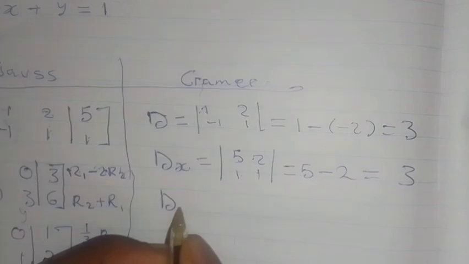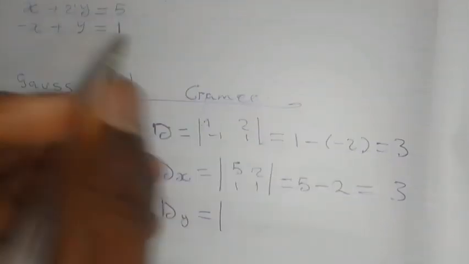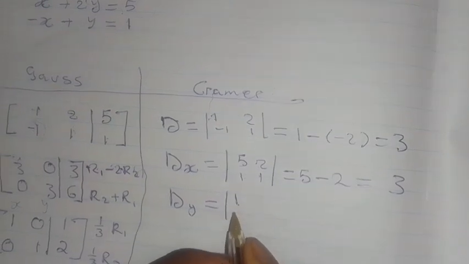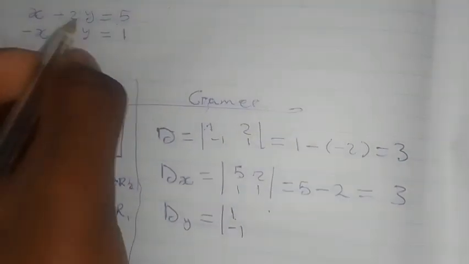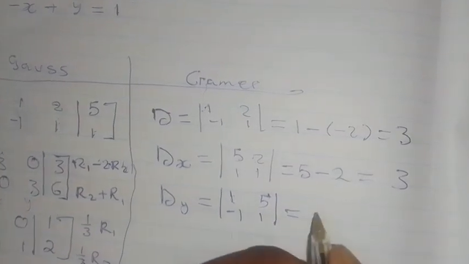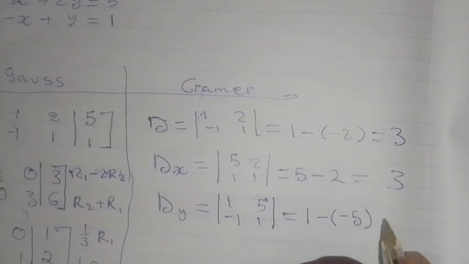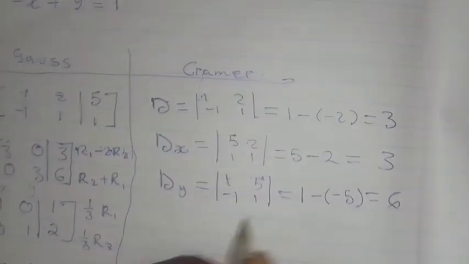Then you find the determinant excluding the y coefficients. For the y coefficients, you just start with this one. So it's going to be 1, minus 1. Then you exclude the y's, and you're going to have 5, 1 there. So 1 by 1, which is 1, minus 5 by minus 1, that's going to give you minus 5. And from then, you're just going to have 1 plus 5, which gives us 6.